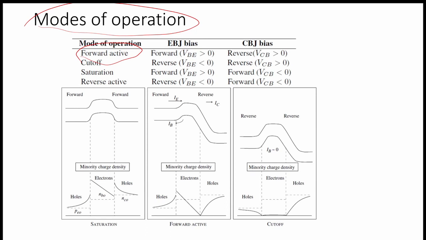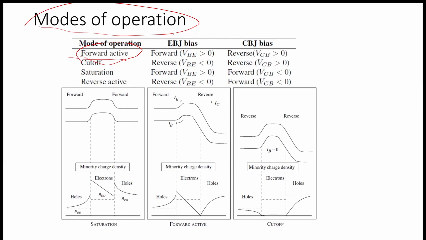So we are looking for the amplification kind of thing. BJTs are mostly used for signal amplification in mobile phones, in the radio also. Okay, so for this forward active region.